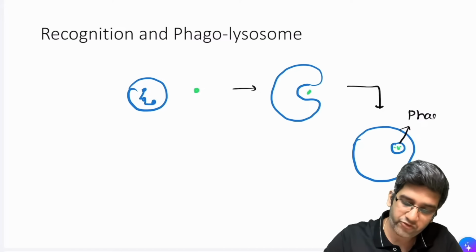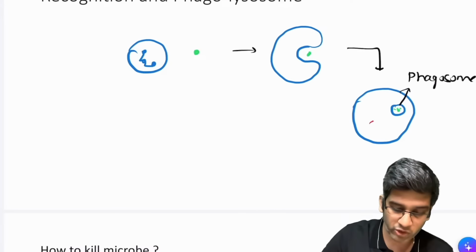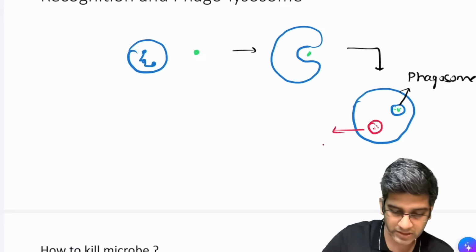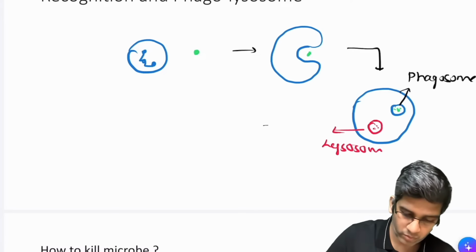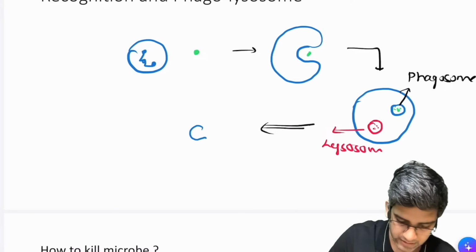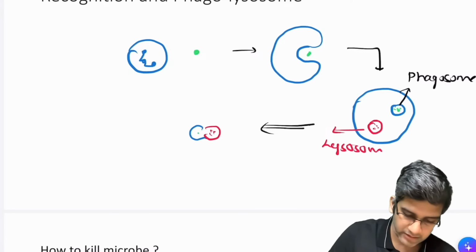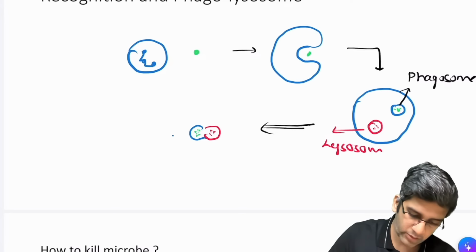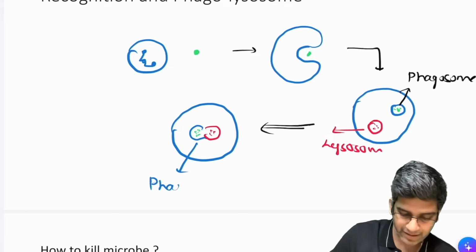Inside the cell, we call it a phagosome. And obviously the phagosome will unite with one more important organelle, which is the lysosome. And in the phagolysosome, what happens here is the phagolysosome complex, which is going to have both the enzymes and the bacteria, which happens inside the WBC. This is where the battle happens.